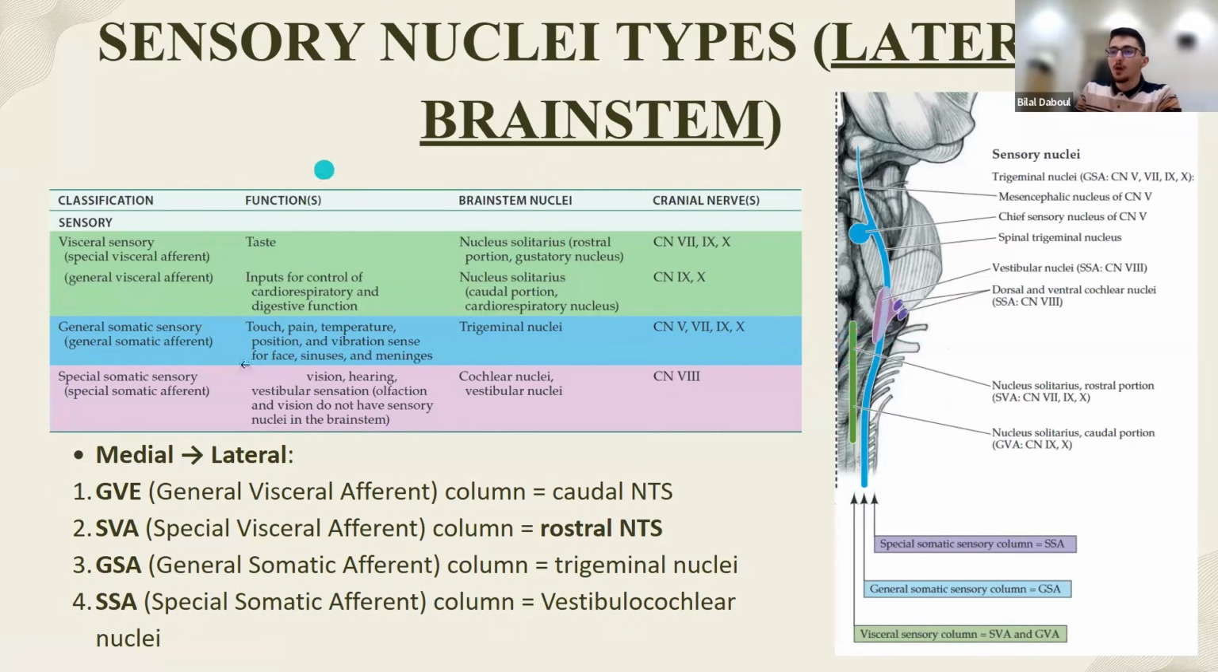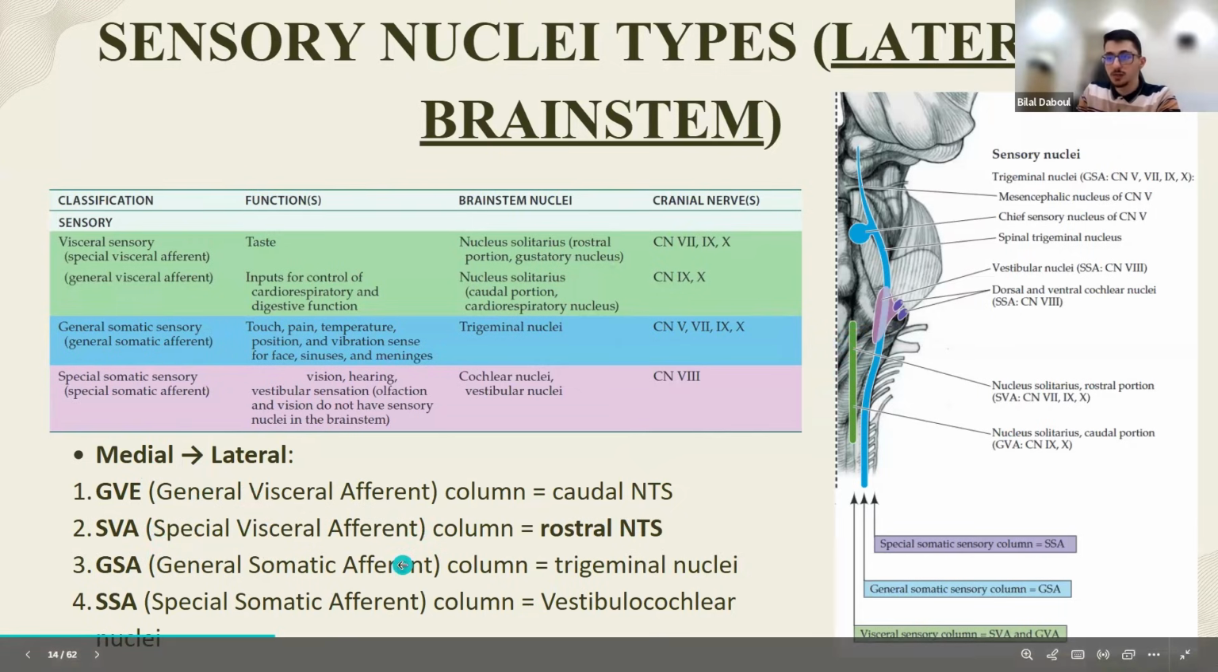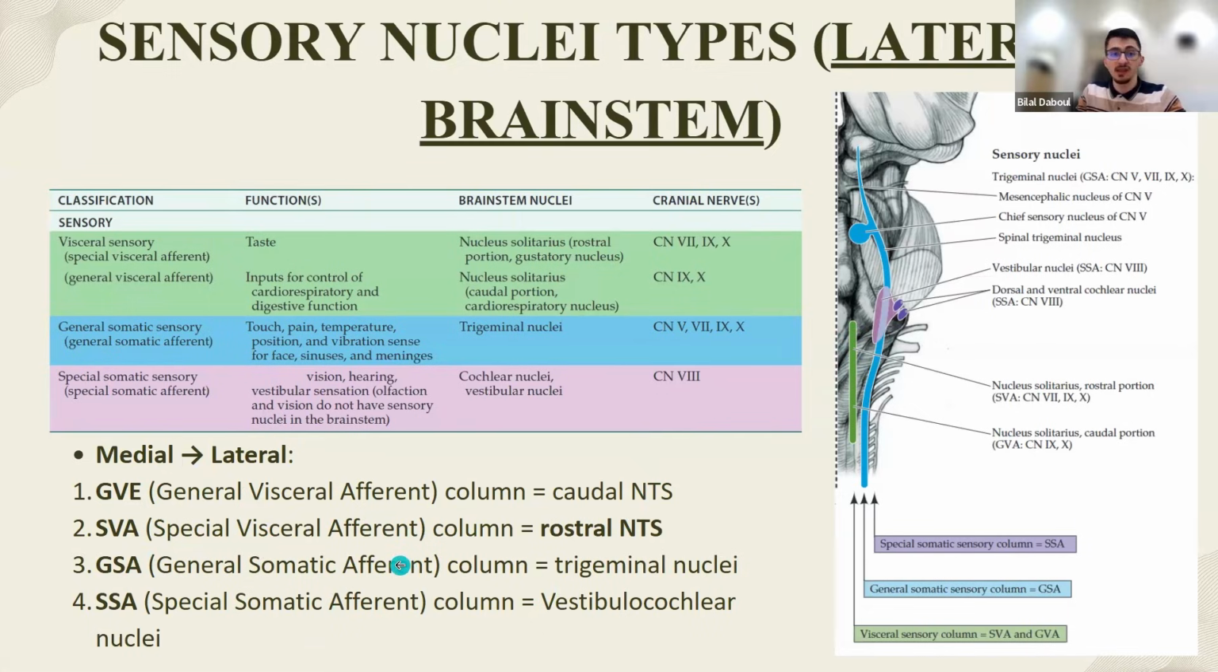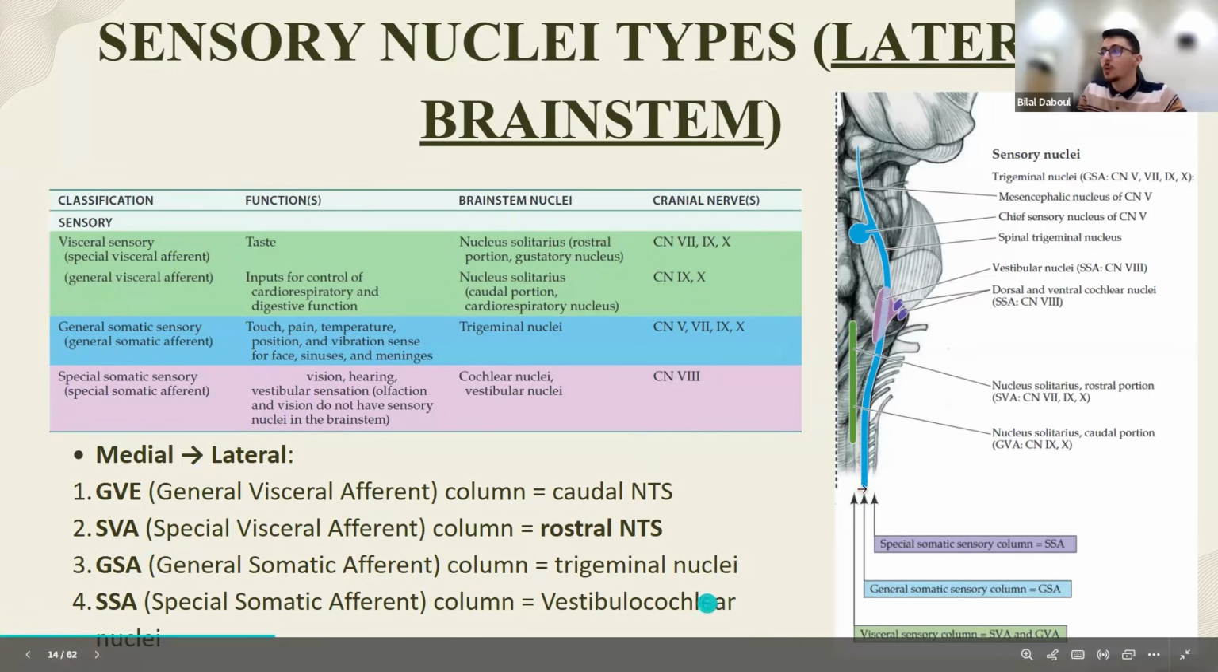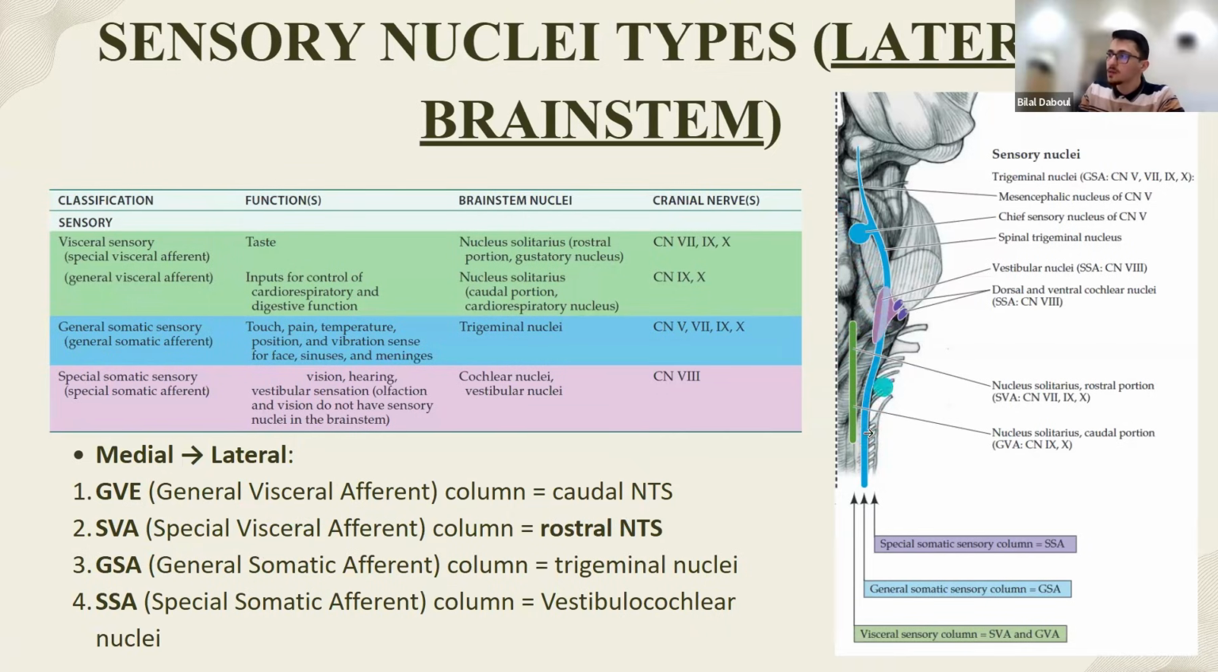Now, apart from GVE and SVA, you also have the general somatic afferent column, or the general somatosensory column, which corresponds to the trigeminal nuclei. You see these blue structures? These blue structures are collectively referred to as the trigeminal nuclei. Most inferior in position, you have the spinal trigeminal nucleus. Memorize this. The spinal trigeminal nucleus is responsible for ipsilateral facial pain and temperature.